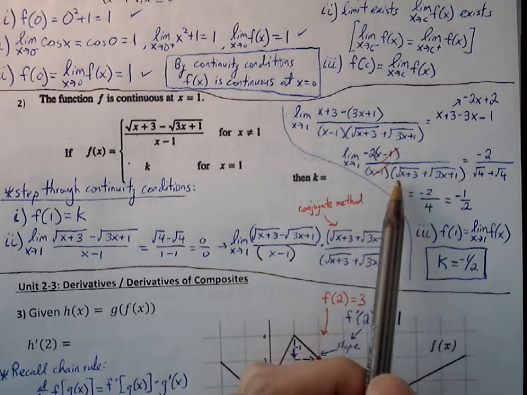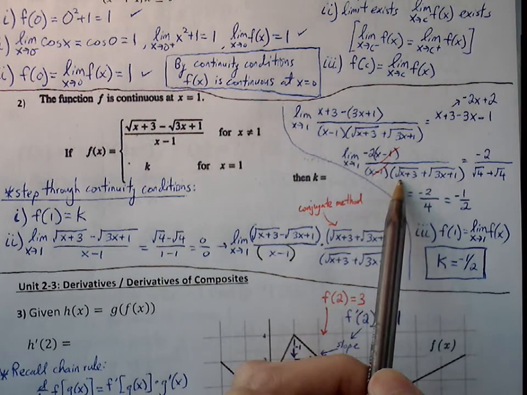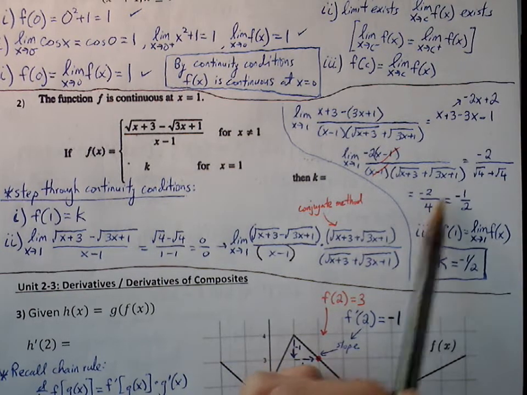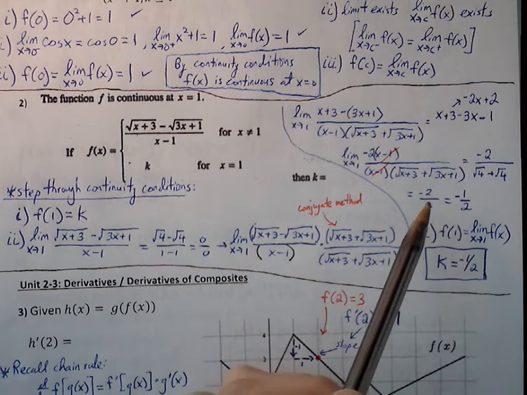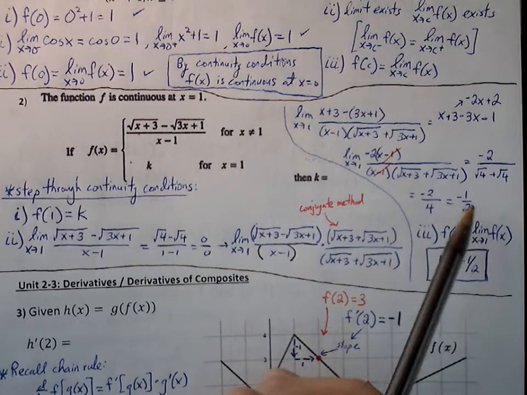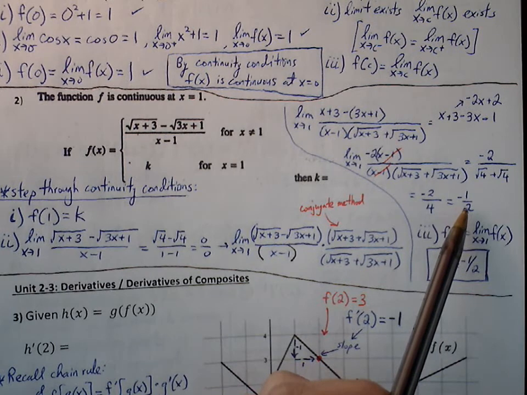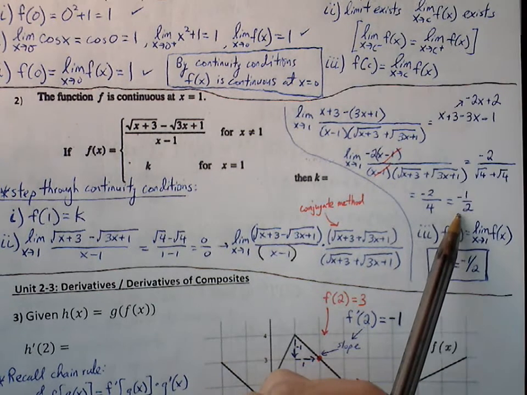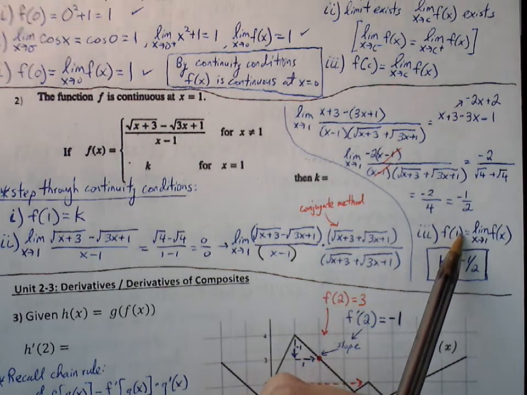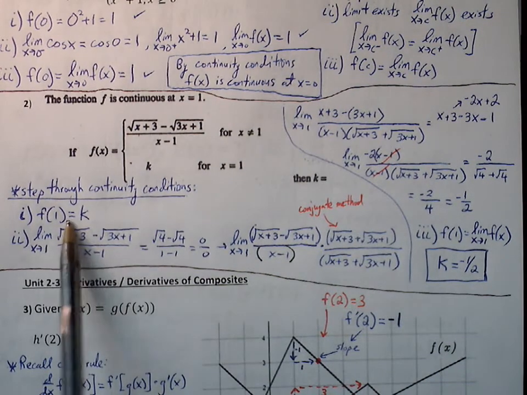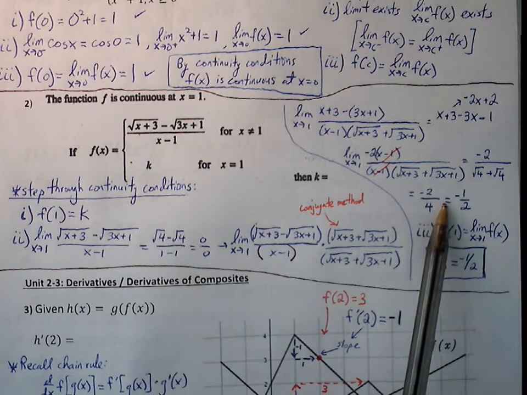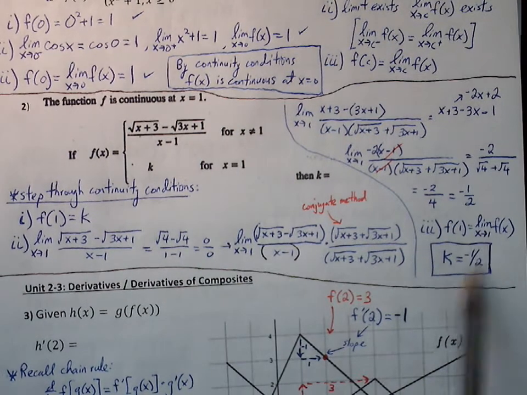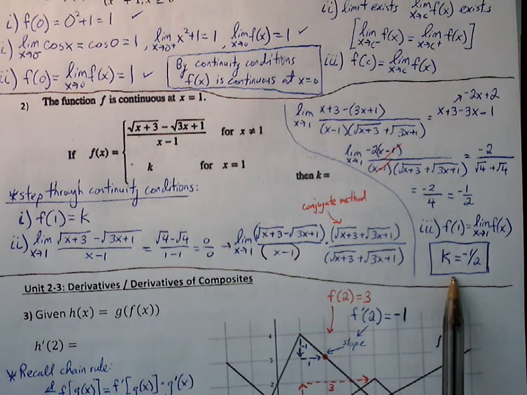We plug 1 in for the remaining x's, and we get root 4 plus root 4, which is 2 plus 2, which is 4. Negative 2 over 4 is negative 1/2. So all this is to show us that the limit exists and the limit is equal to negative 1/2. And now we're going to compare our first two conditions here. If we want the function to be continuous, then f of 1 has to be equal to the limit as x approaches 1. And if we want that to be true, then k must be equal to negative 1/2. So we know k must be equal to negative 1/2.